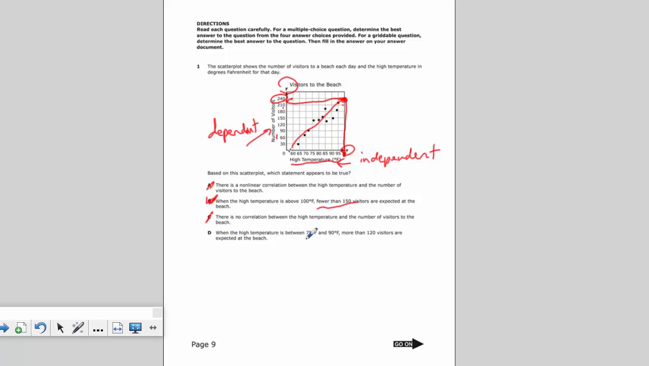When the high temperature is between 75 and 90, I'm expecting more than 120 visitors. So here's 75, and we'll go up to my line. And 90, that's the second temperature they give me. I'm going to come over here, and I'm expecting somewhere between 120 and maybe 180 people. And I'm expecting more than 120. That's true. Definitely more than 120 right here. This is actually the only reasonable answer that you really have. So the answer is D.